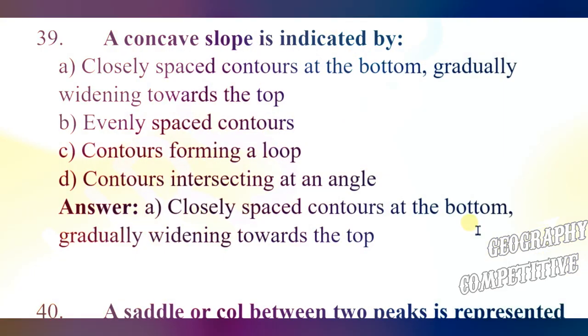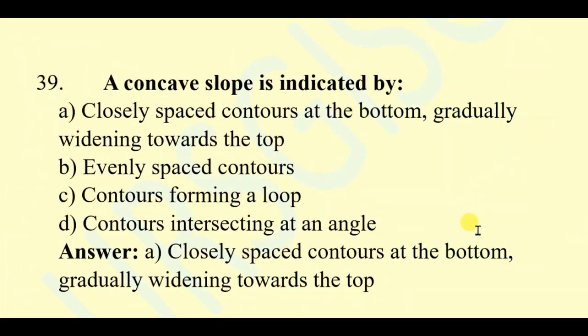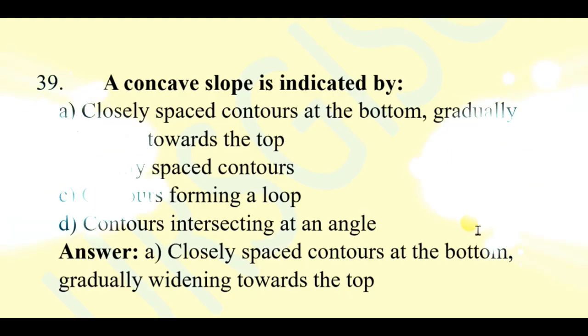Concave slope is indicated by closely spaced contours at the bottom gradually widening towards the top, evenly spaced contours forming a loop, contours intersecting at an angle. Here the right answer will be closely spaced contours at the bottom gradually widening towards the top.